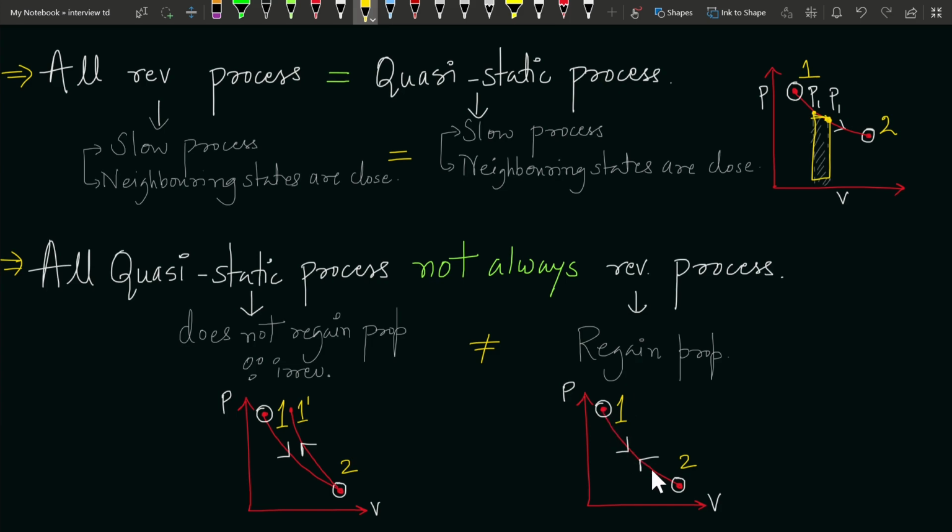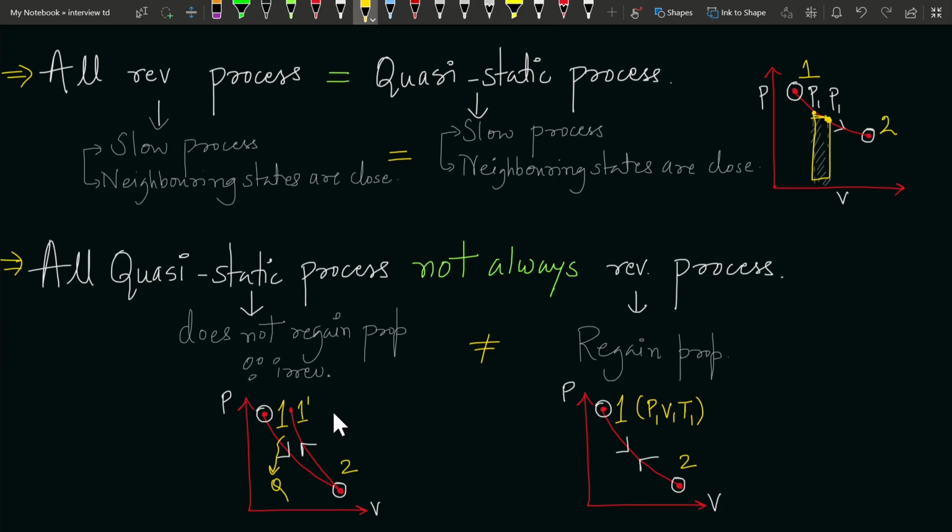It says that when the 1 to 2 process is followed, then the 2 to 1 process can be followed in the reverse direction and the properties of the system will be the same as the initial ones. So you can regain all the properties like P1 pressure, V1 volume and T1 temperature by following the reverse path. But in quasi-static, when you follow the reverse path, you cannot get the same point back, because there is some heat dissipation during the 1 to 2 process, and also some heat dissipation in the backward process.